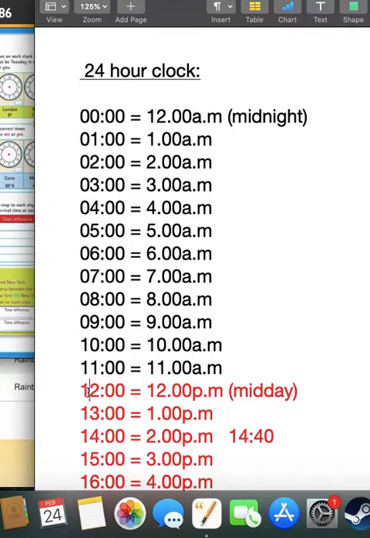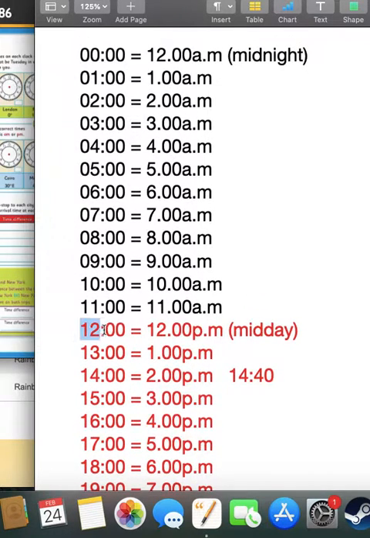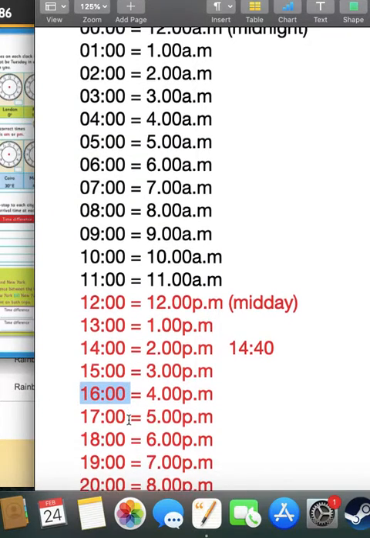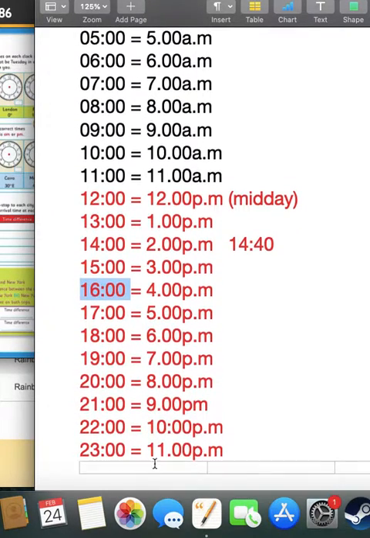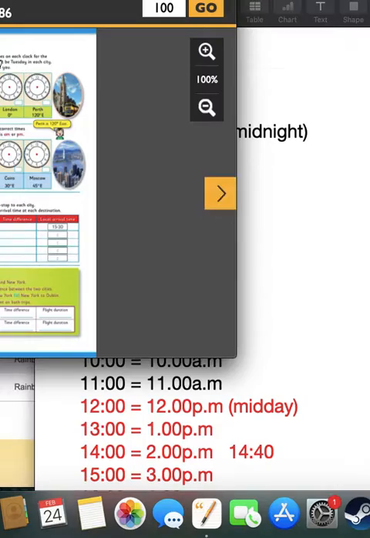But whereas on the 24-hour clock, 12 midday is 12, whereas midnight is all the zeros. So then it goes from 1 p.m. is 13, 2 p.m. is 14, 3 p.m. is 15, 16, and so on, all the way up to 11 p.m. being 23. And before it can turn to the 24 hours, it goes back to 00.